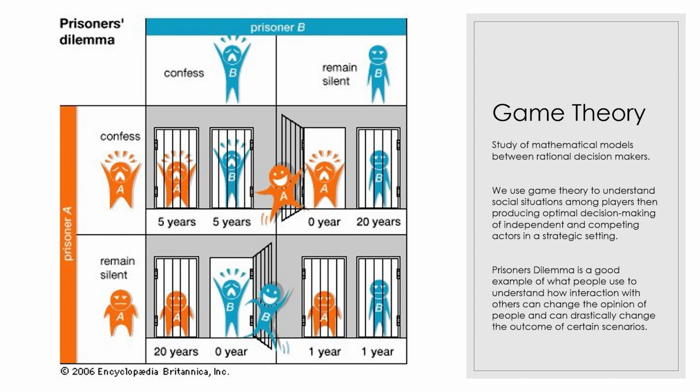Say if prisoner A confesses and prisoner B confesses, they both get 5 years. But if prisoner A confesses without interacting with prisoner B and prisoner B remains silent, then prisoner A goes free and prisoner B does 20 years.